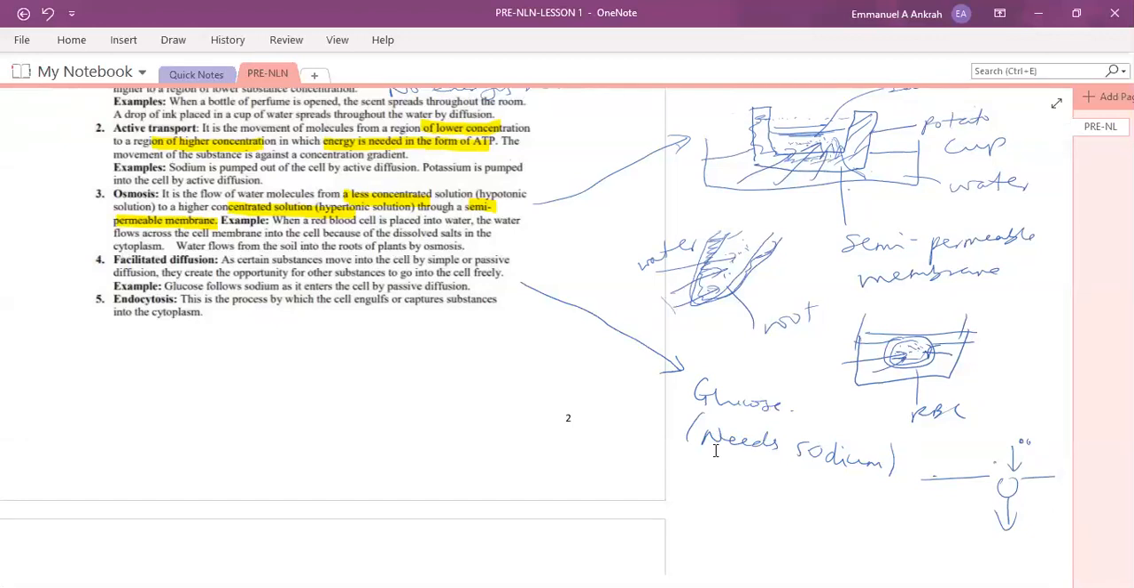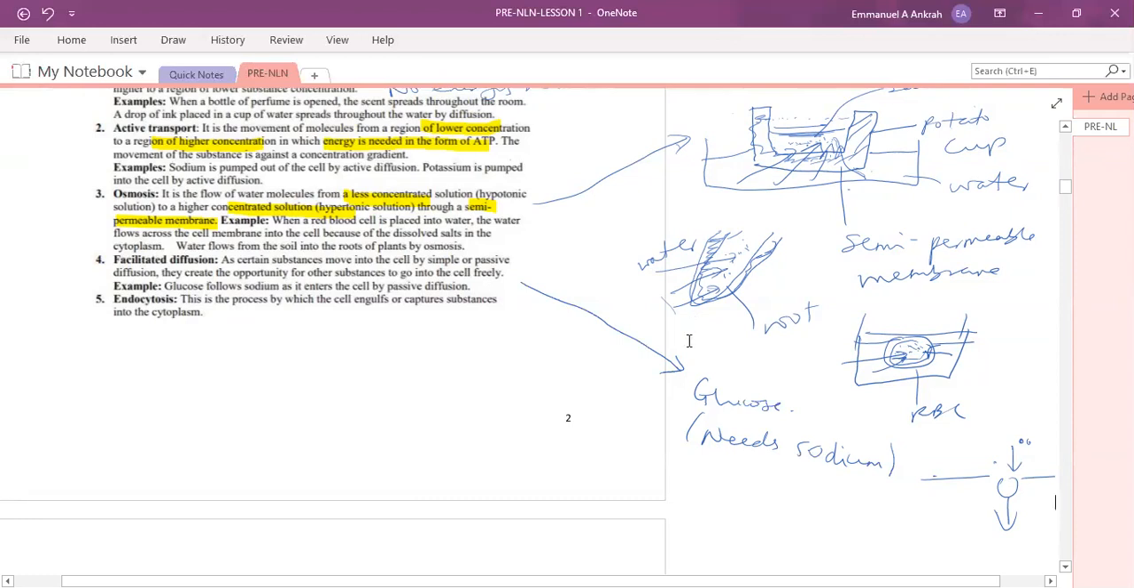The person has to be hydrated first. You have to give the person normal saline, because you want to increase the level of sodium in the person's blood. So you give normal saline first, and when the sodium level has been corrected to the normal level, then you can give the insulin, because the sodium is needed for the glucose to go into the cell to be metabolized. Okay, so that is an example of facilitated diffusion. So glucose follows sodium as it enters the cell by passive diffusion.